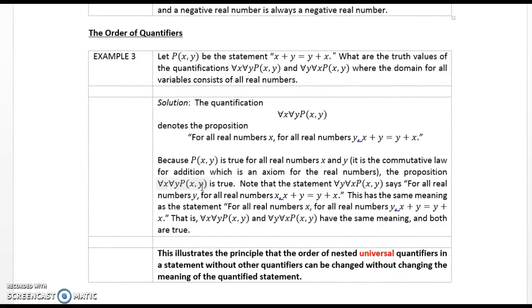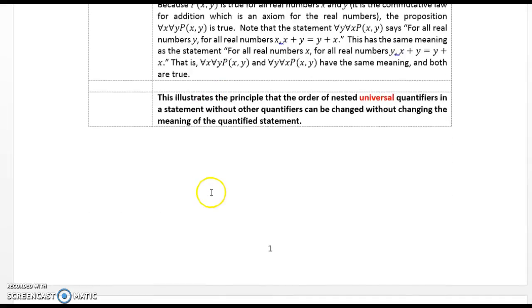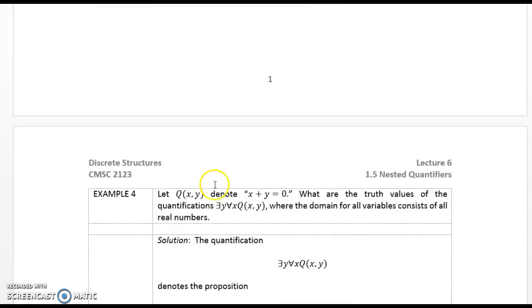This has the same meaning as the statement for all real numbers x, for all real numbers y, x plus y is equal to y plus x. That is, "for all x, for all y, P of xy" and "for all y, for all x, P of xy" have the same meaning. Both are true. This illustrates the principle that the order of nested universal quantifiers in a statement without other quantifiers can be changed without changing the meaning of the quantified statement.